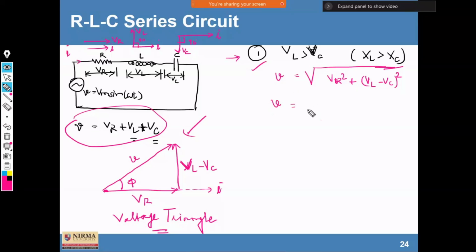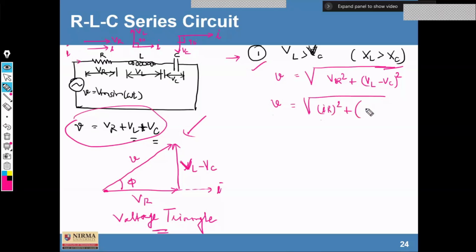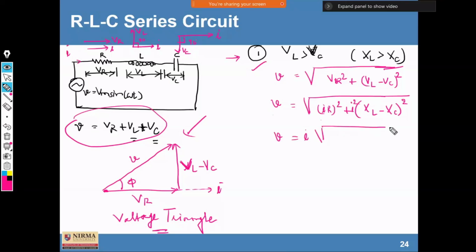Now from this voltage we can write the equation of impedance also. So V is equal to under root of, now what is VR? VR is IR whole square plus VL is I XL, and VC we can write I XC here, and if we take the current I as common from both the terms, I square. Fine. And if we take I common, then we can write V is equal to I under root of R square plus XL minus XC whole square.